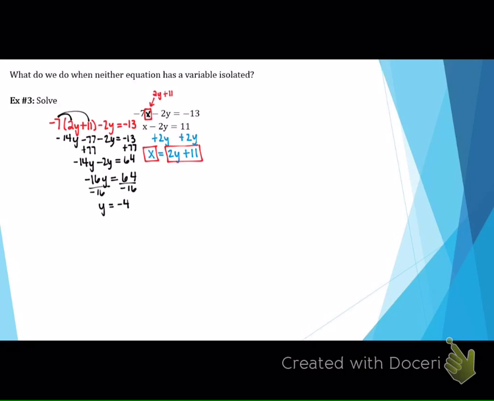Morella, are we done? What do we have to do now? Plug it back in. Which one do you want to plug it into? First or second? The second one. The second one does seem easier, doesn't it? So we're going to plug it into the second one. Again, it doesn't matter which one you plug it into.